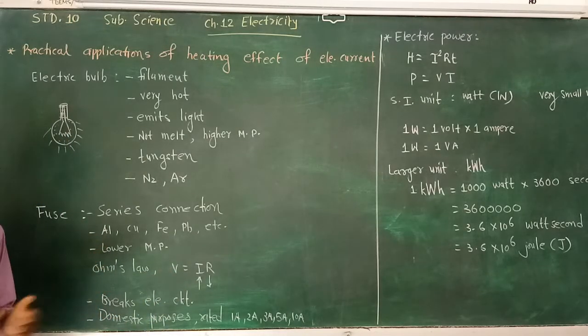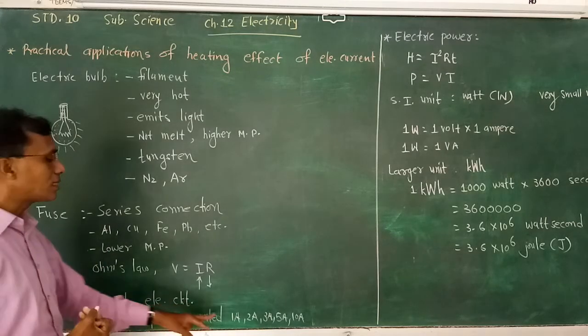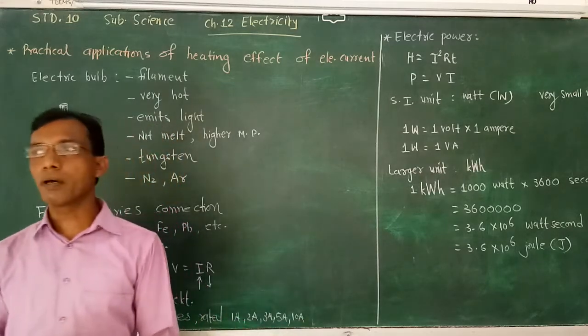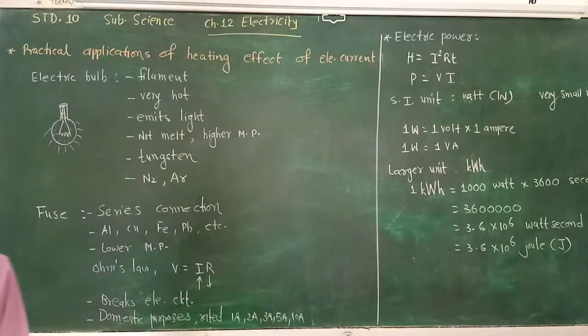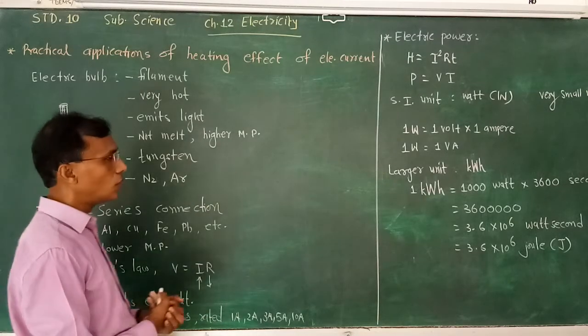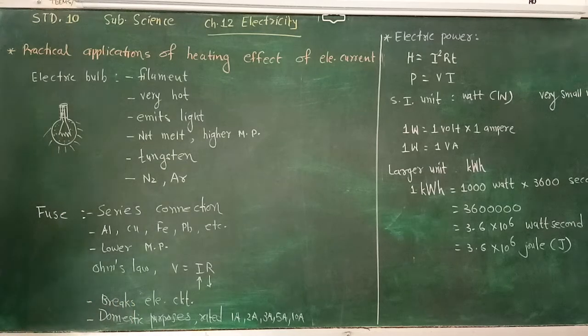Such fuses are generally used with ratings of 1 ampere, 2 ampere, 3 ampere, 5 ampere, 10 ampere for domestic purposes. So these are the two examples related to the heating effect of electric current.